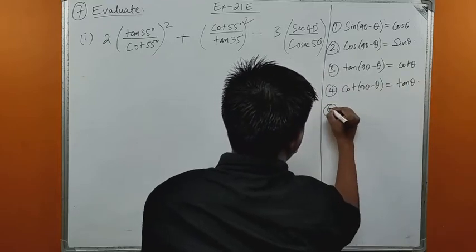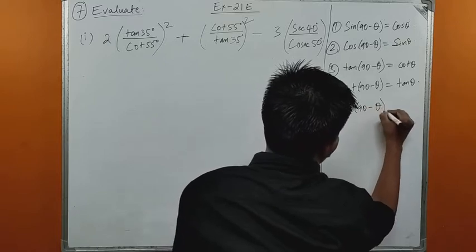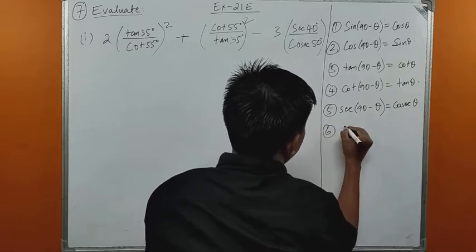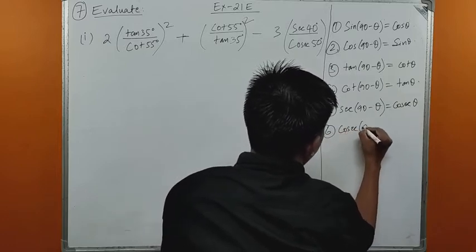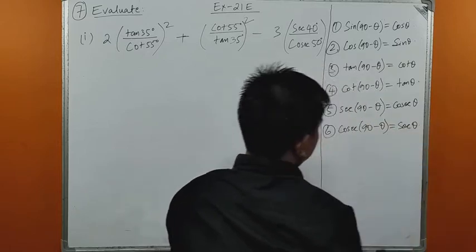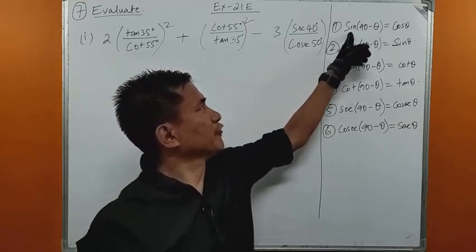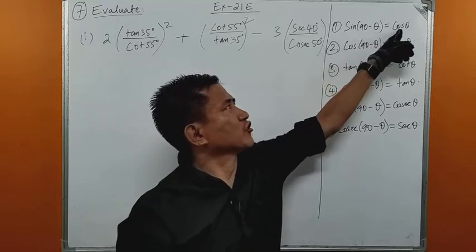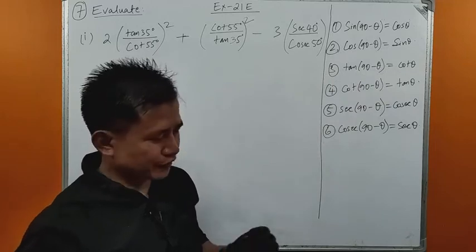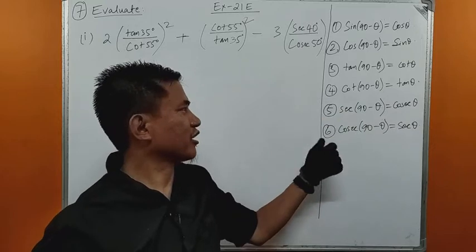And number 5, sec 90 minus theta equals cosec theta. Similarly, number 6, cosec 90 minus theta equals sec theta. These are the formulas which we require while solving these questions. Very simple. If you remember sin 90 minus theta is cos theta, then obviously cos 90 minus theta will be sin theta. Similarly, if you know tan 90 minus theta is cot theta, then obviously cot 90 minus theta will be tan theta. That's just the opposite.